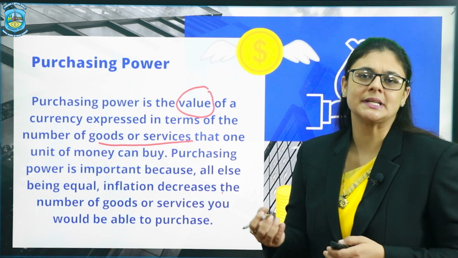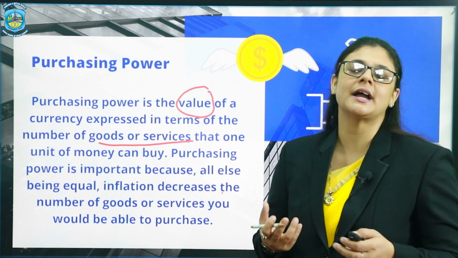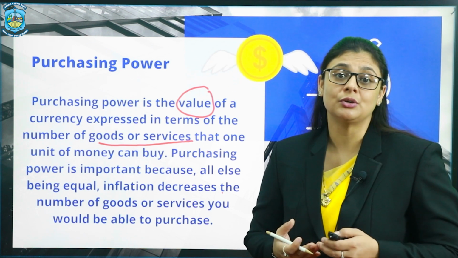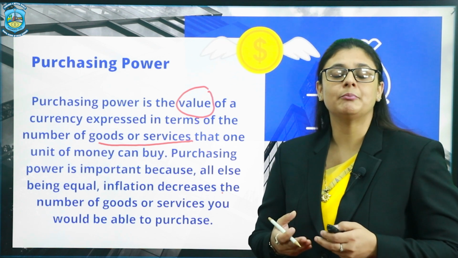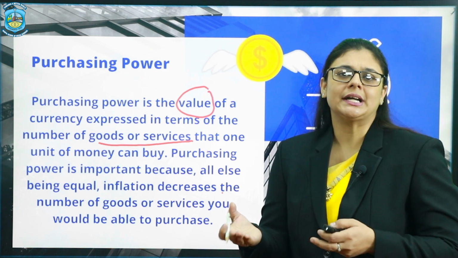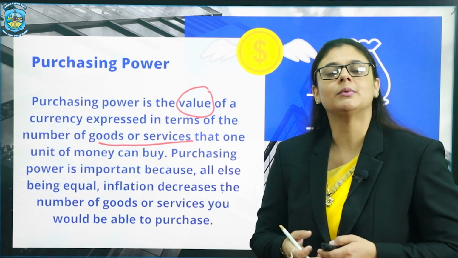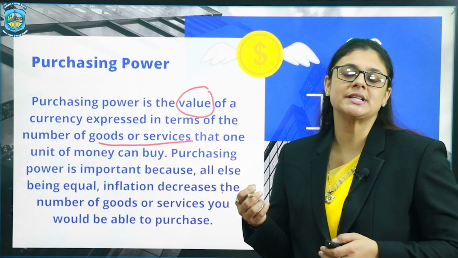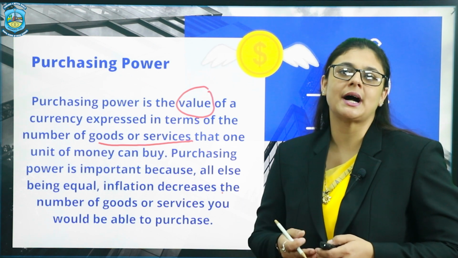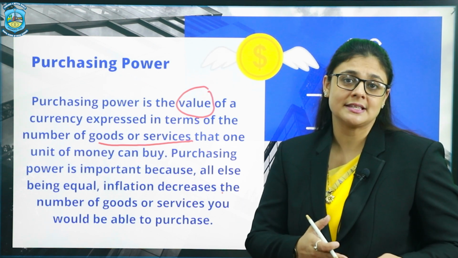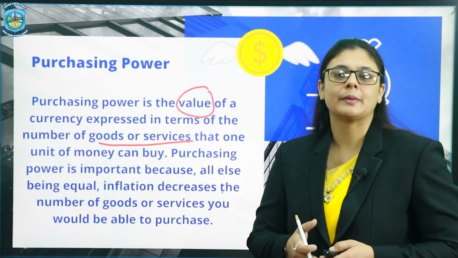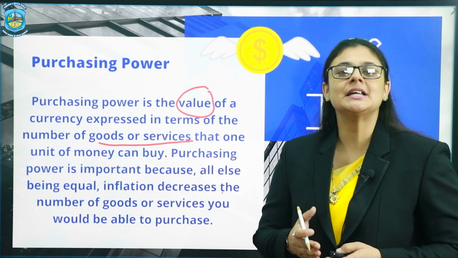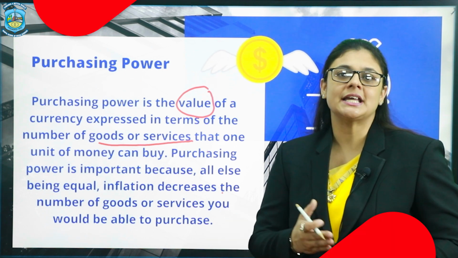Let's take a very simple example of how we define purchasing power. In 2011, if I had given you rupees 1,000, you would have bought 20 units of commodity X and 50 units of commodity Y. But that same 1,000 rupees in 2021 might not be able to buy the same amount of X as well as Y for you. This is the reduction in purchasing power due to inflation over a period of 10 years.